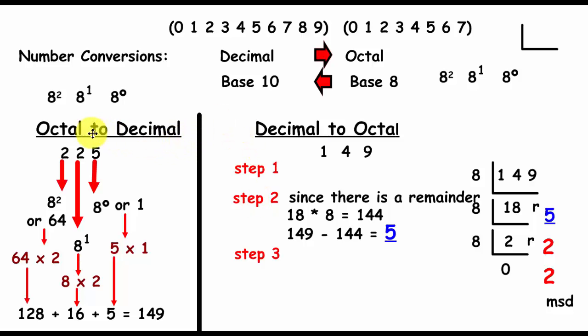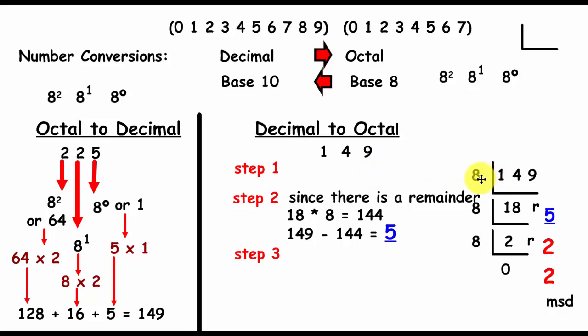Okay, in the previous example, we went from octal to decimal, 225 to 149. Now we're going to take that same number, 149, and convert it back to octal, so you can see exactly what's going on. So this will be a decimal to octal. Pay close attention to this one because this is a little bit trickier than the one we just did.